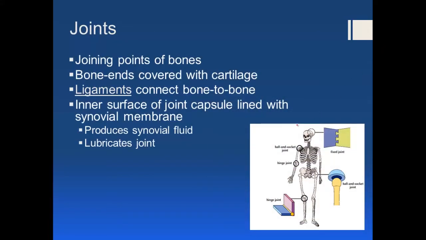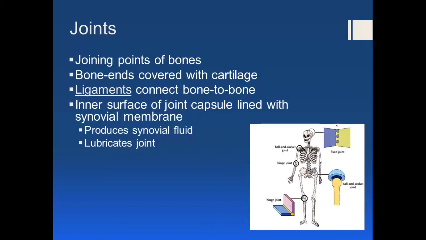Joints. So joints are the joining points of bones. The bone ends again are covered with cartilage. Ligaments connect bone to bone, and the joint is between the connection of bone to bone. The inner surface of the joint capsules, where you have them, is lined with synovial membrane, which produces the synovial fluid, and that helps lubricate the joint.